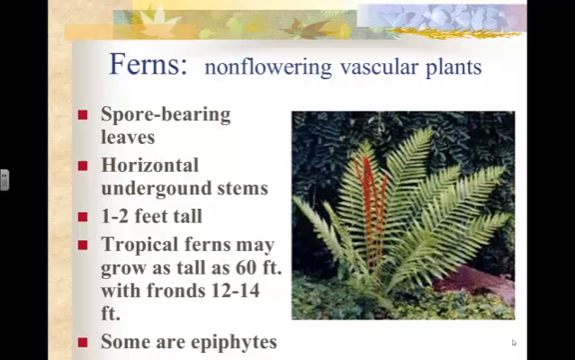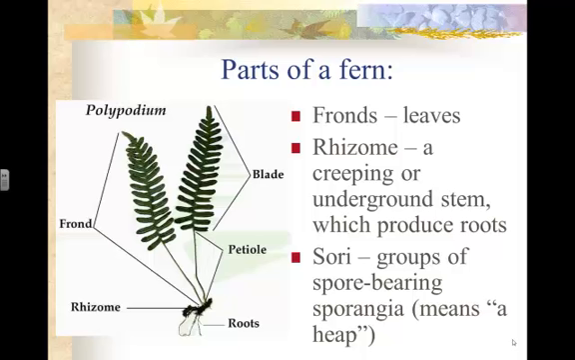Now, some of the ferns are actually epiphytes, and an epiphyte lives on another plant or on another thing. In this case, it would be a plant, and it would not be a parasite, so it's not living off of that host. It's actually sustaining itself, but it lives on it. So that's an epiphyte, and some of these are. The parts of a fern you need to know: the leaves are called a frond, and the rhizome is that underground stem, and off of the rhizome are the roots.